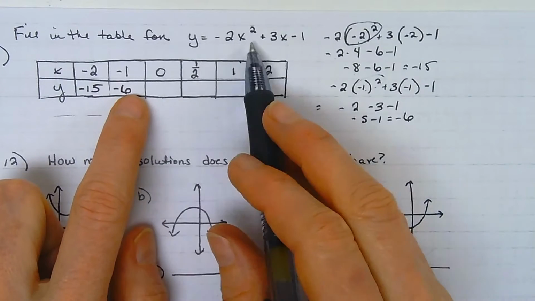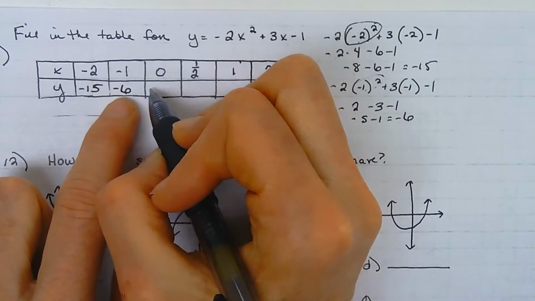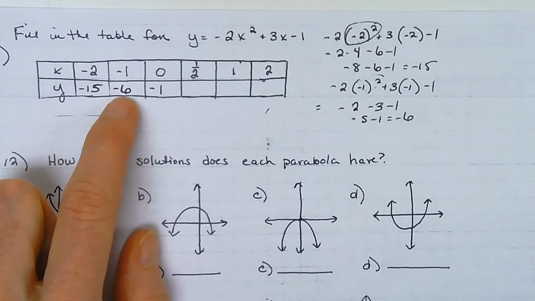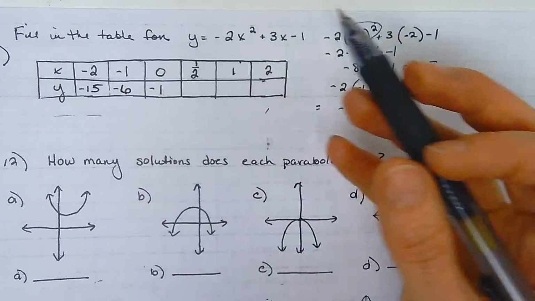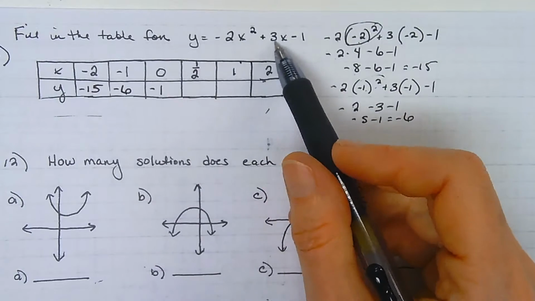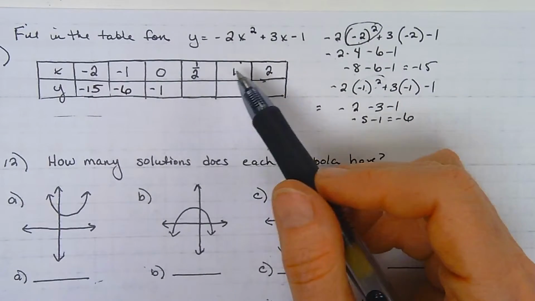When I put 0 into the function, I get -1. 0 squared times -2 is 0. Plus 3 times 0 is 0, so I get -1.